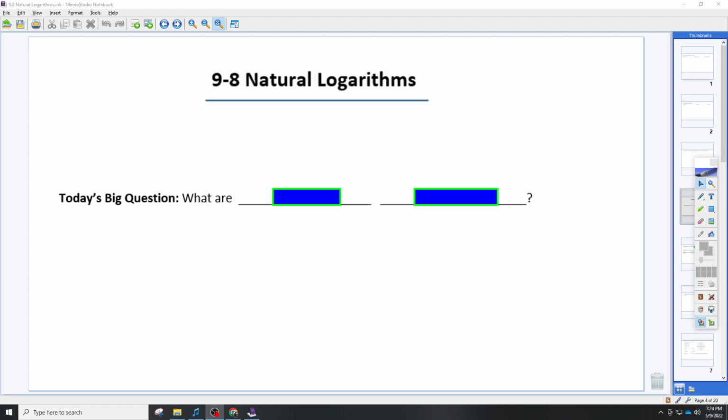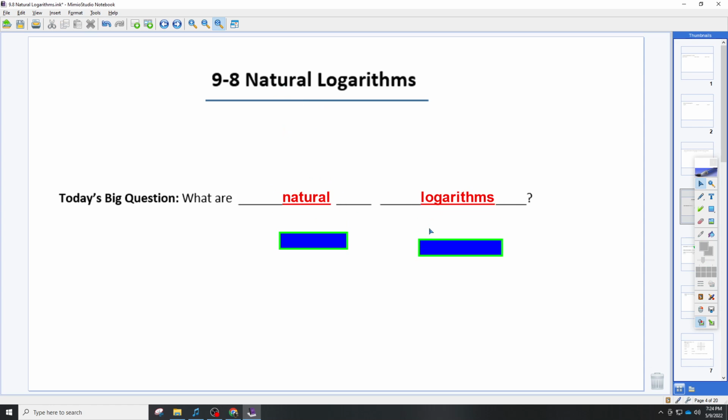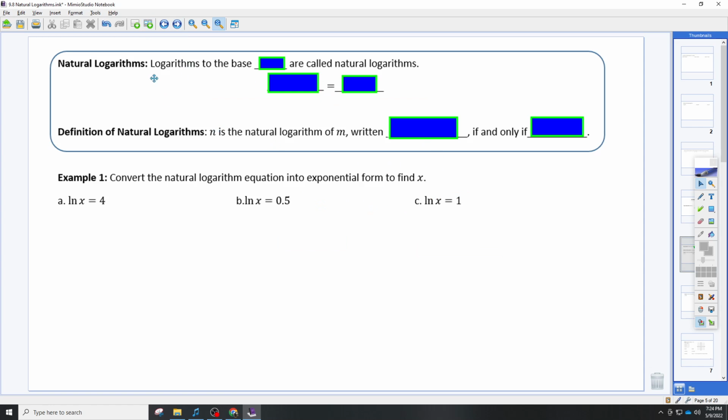So we're getting close to being finished with this chapter, but there are some other types of logarithms that we're going to talk about. This one specifically is called natural logarithms. The question is, what are natural logarithms? So far, we've just been calling them logarithms, but now we're calling them natural logarithms. What are they? We're just going to jump right into it to see what it is.